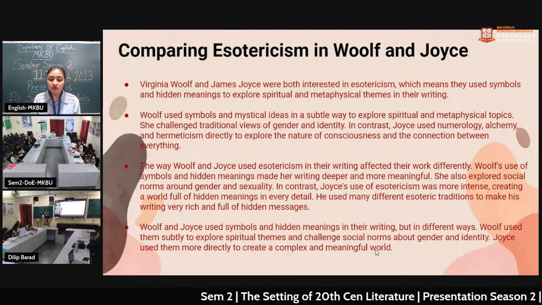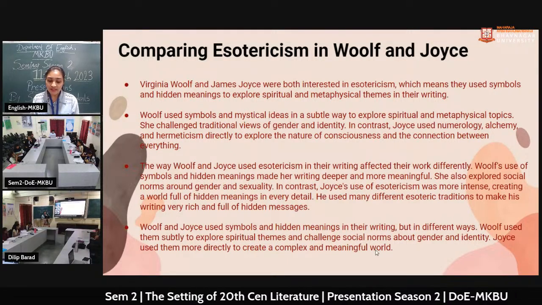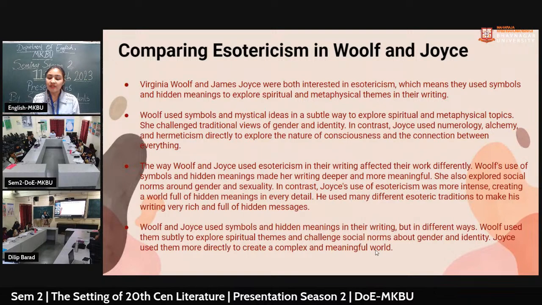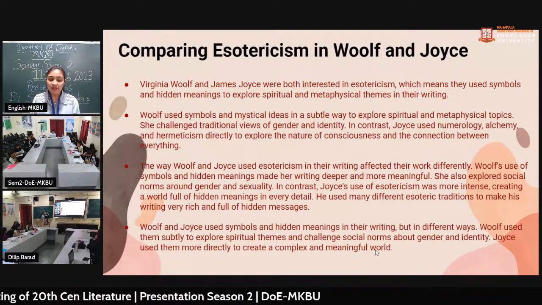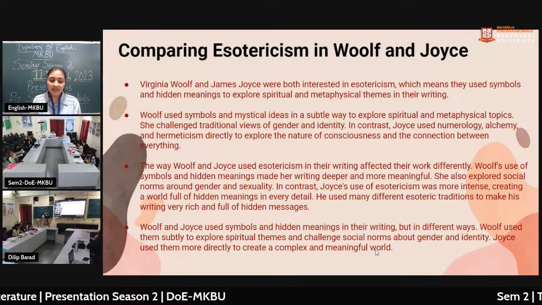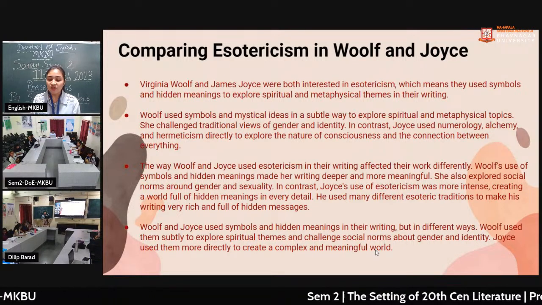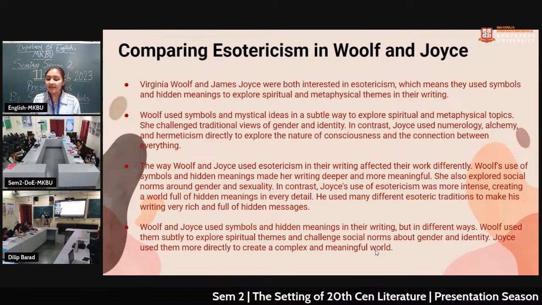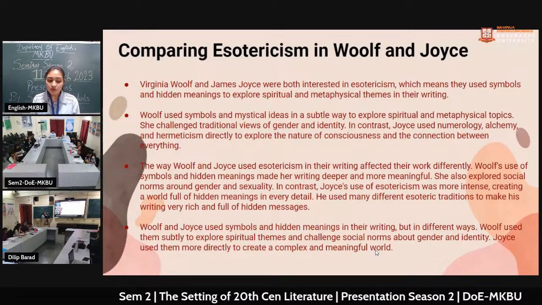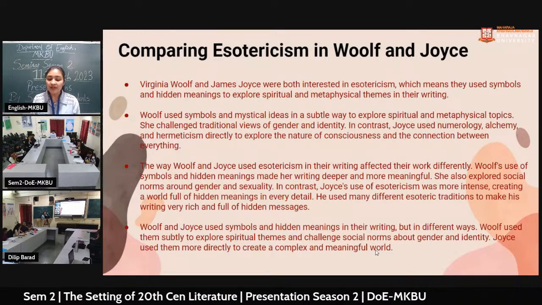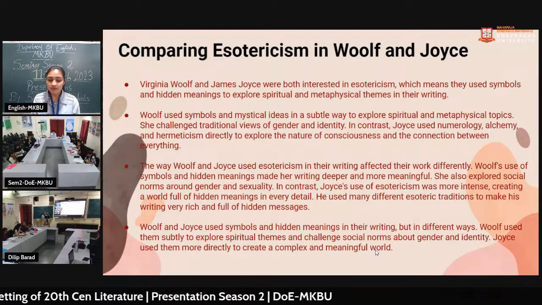Woolf and Joyce use symbols and hidden meaning in their writing, but in different ways. Woolf used them subtly to explore spiritual themes and challenge social norms about gender and identity. Joyce used them more directly to create a complex and meaningful world.